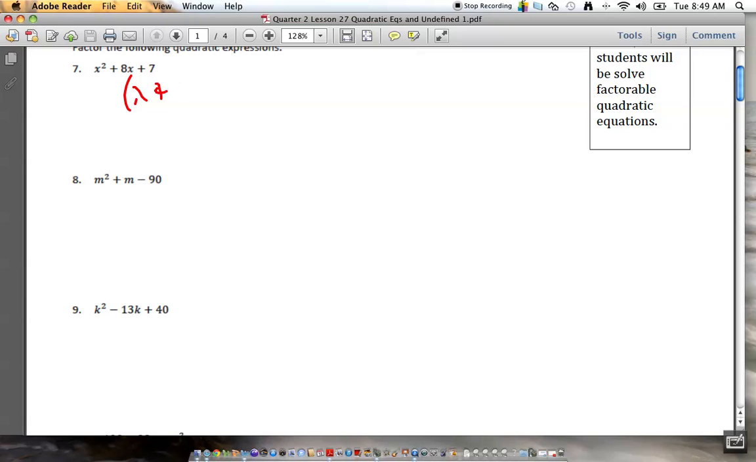First one, x plus 7, x plus 1. Agree? Good. What's the answer to number 8? The next one. What do we got there?